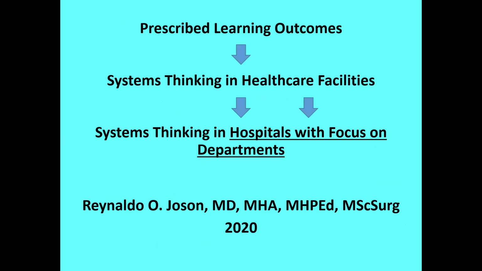With these prescriptions given to me by the course director, I shall delimit my presentation on health facilities to hospitals, because when you say health facilities, it's a very broad area. So I'll limit myself to hospitals, with focus on departments, since we are in HA202, rather than on the whole hospital. Thus, I will change my title to System Thinking in Hospitals with focus on departments so that I'll be aligned with the learning objectives and outcomes.